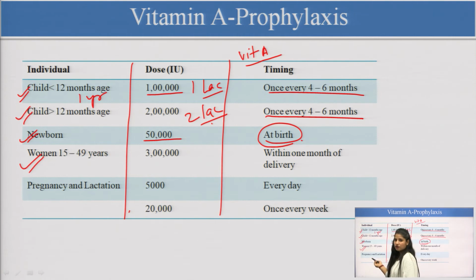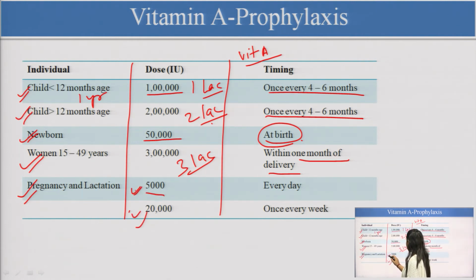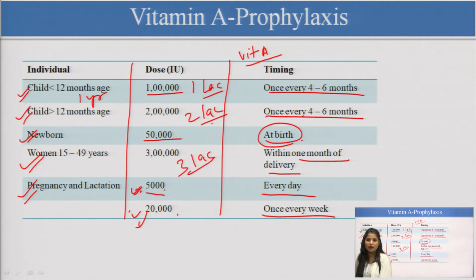Then women who are suffering with vitamin A deficiency will be provided 3 lakh international units within 1 month of the delivery, so that the baby will not suffer. Then pregnancy and lactation. So we have two ranges we can see here. Either we can provide 5,000 every day, or we can give 20,000 international units once every week. Okay, so we should note these vitamin A prophylaxis doses.